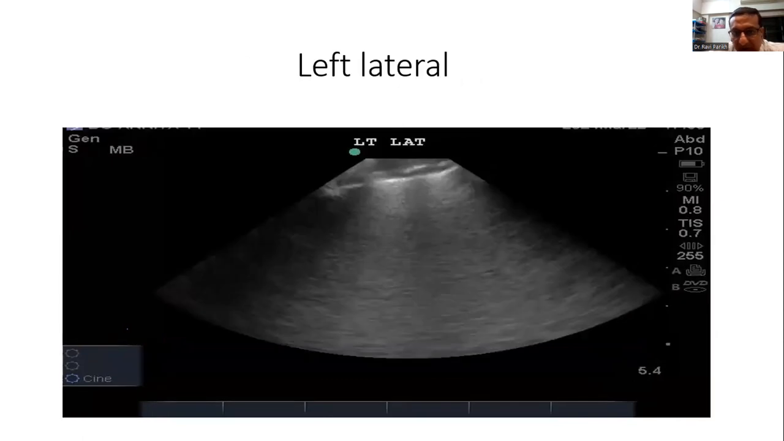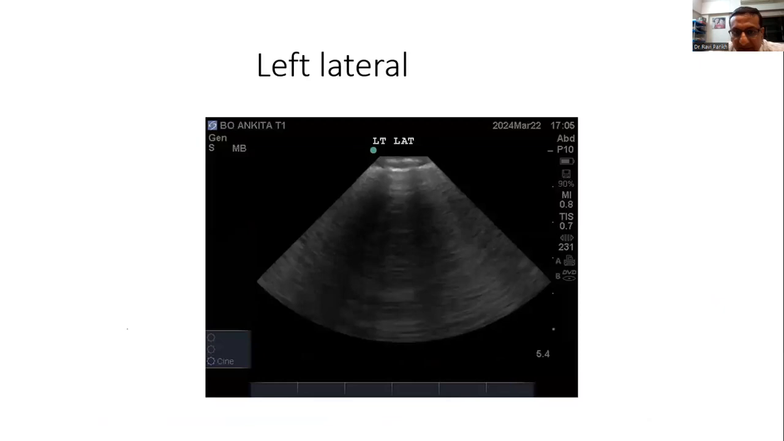And the lateral, sometimes lateral, sometimes posterior we find some difference. Here, it's more confluent, like AIS. That's the left. Yeah, like AIS. And then left lateral also.